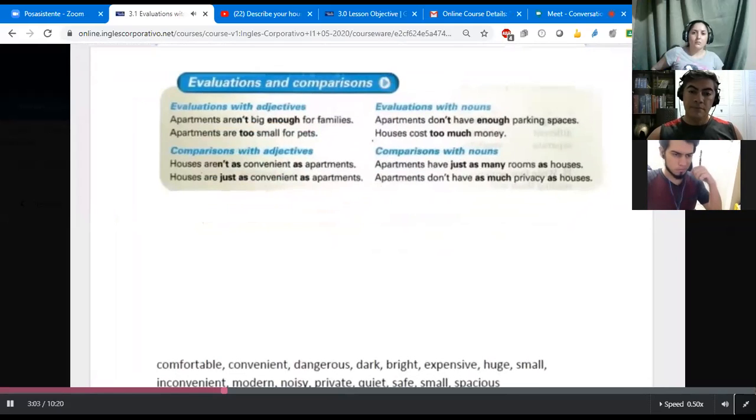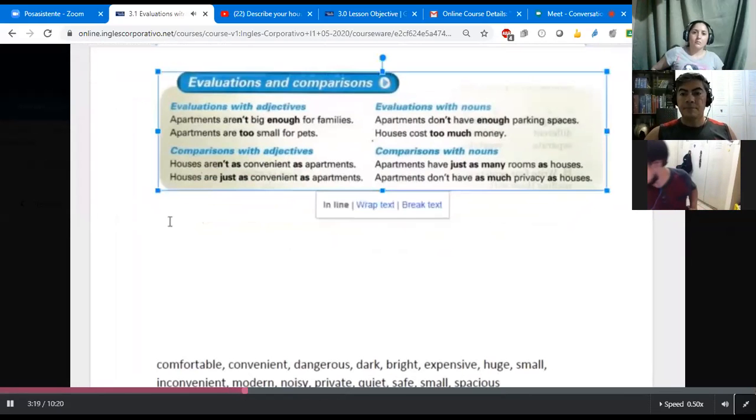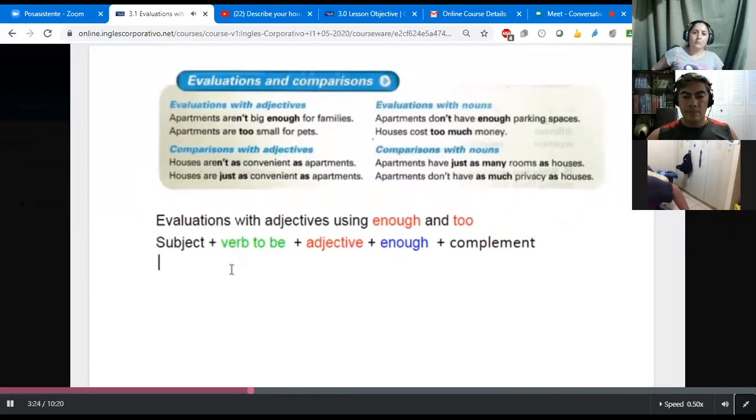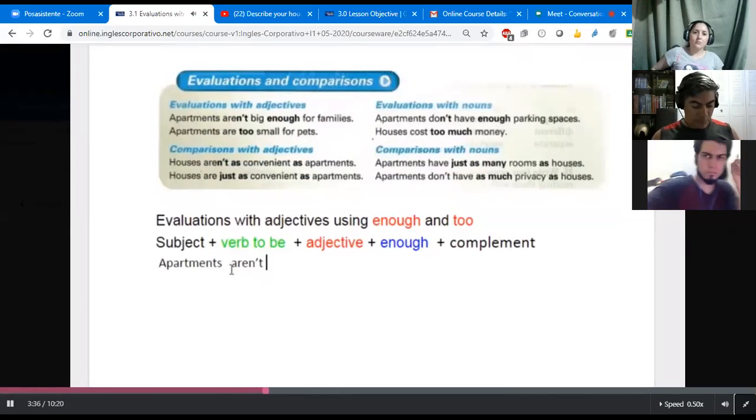Let me present some structure at this time on how to make sense of this evaluation that you see there towards the left. Apartments aren't big enough for families. So in order for us to make that particular evaluation, we can think of the following structure. Let me go ahead and write that now. Following this structure, we're going to have a subject, in this case apartments. This is followed by the verb to be, in this case in its negative form.